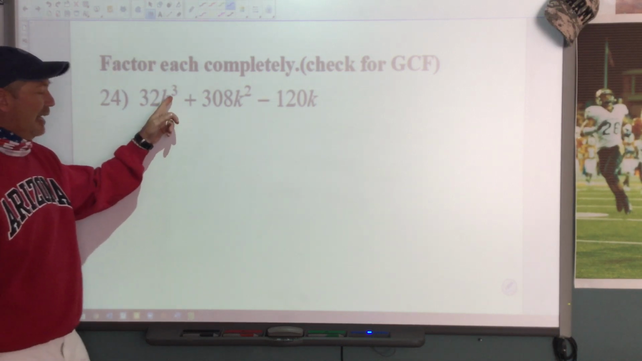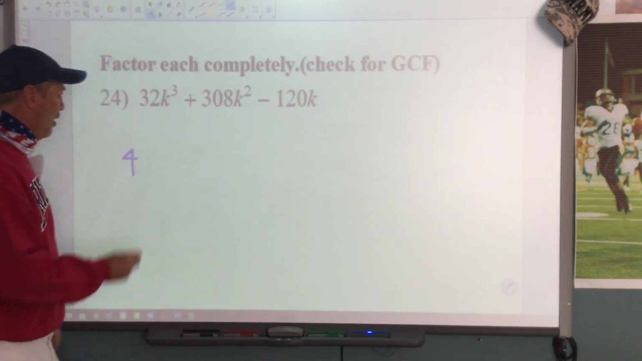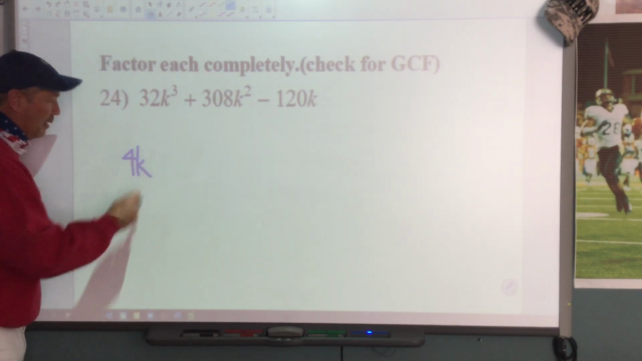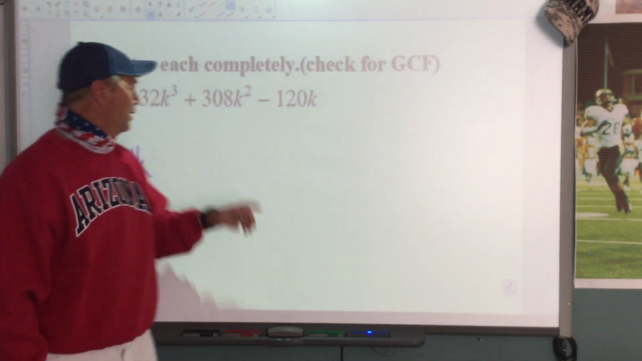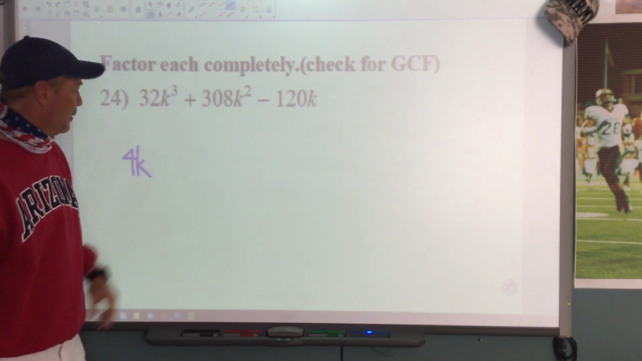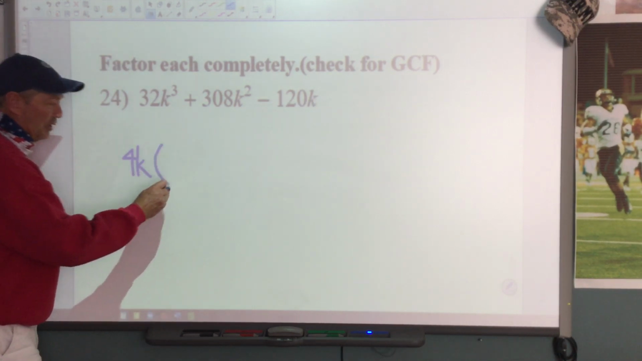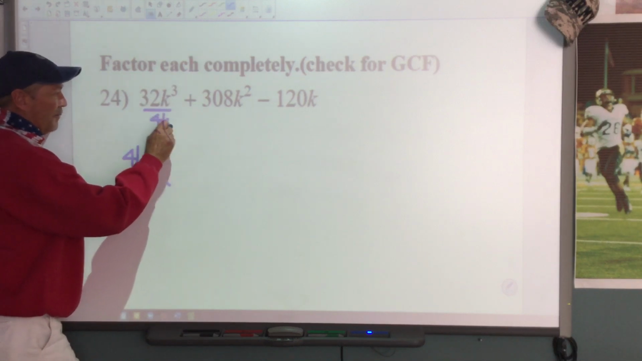But look at this. K, K, K. I know they all have a K. But remember what we said. We're going to pick the smallest exponent. 3, 2, 1. So we're going to just go K to the first power. We're going to put our parentheses, and we're going to divide by 4k.